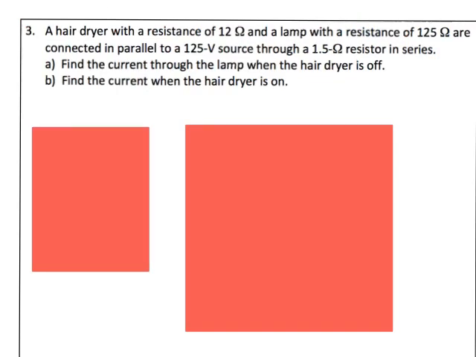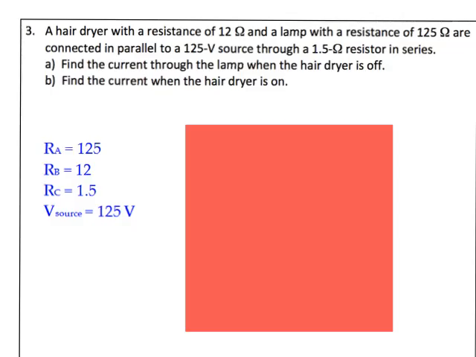For our next example problem, we have a practical application. This is something you might actually see. We've got a hairdryer with the resistance of 12 ohms and a lamp with the resistance of 125 ohms in parallel with each other to a 125 volt source. And then that parallel part of the circuit is connected in series with a 1.5 ohm resistor. So we're asked to find the current that goes through the lamp when the hairdryer is off and when it's on. So first we want to list everything that's given and also draw a schematic.